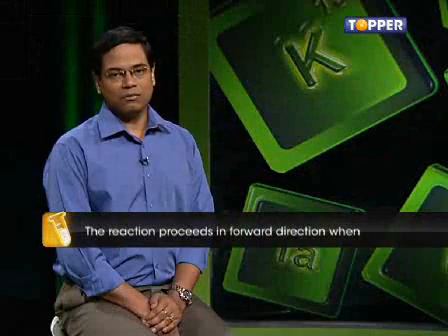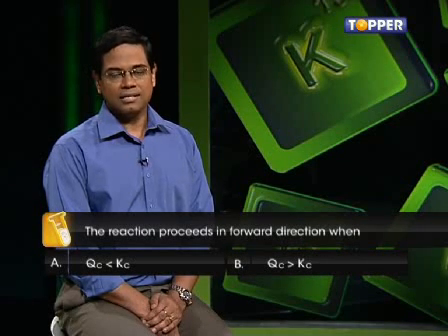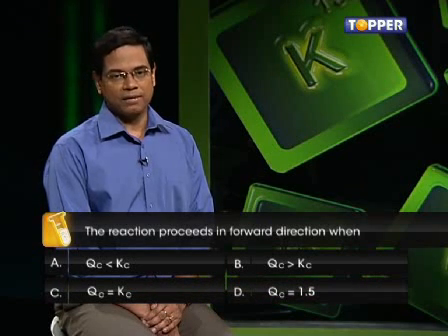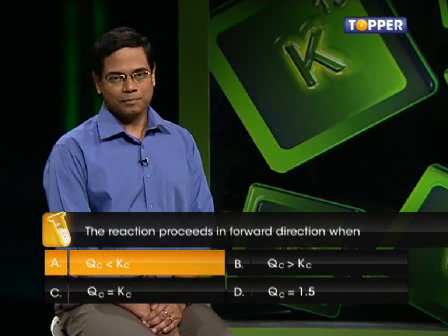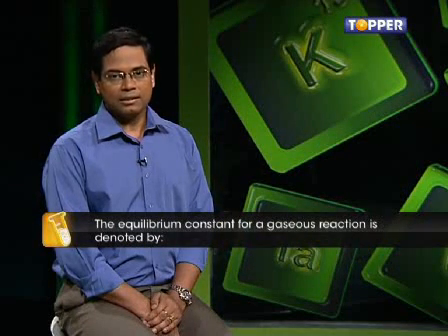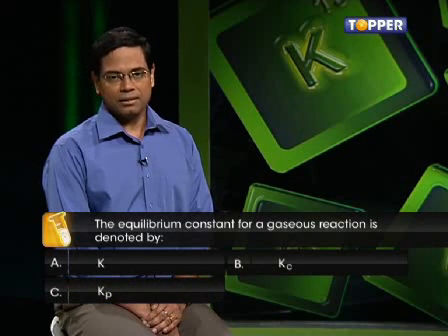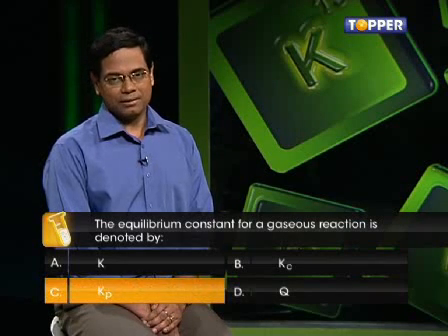The reaction proceeds in forward direction when A, QC is less than Kc, B, QC is greater than Kc, C, QC is equal to Kc, D, QC is equal to 1.5. And the answer is A, QC is less than Kc. Okay, on to the third question. The equilibrium constant for a gaseous reaction is denoted by A, K, B, Kc, C, Kp, D, Q. And the answer is C, Kp.